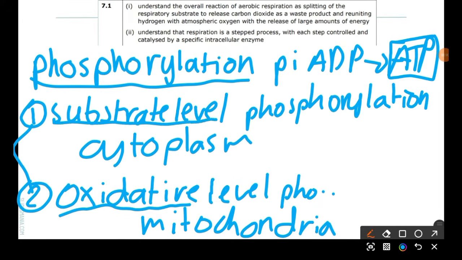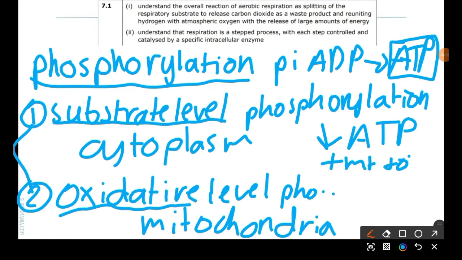substrate level only. Substrate level produces much less ATP, but you don't need mitochondria and you don't need oxygen. So our benefits: we don't need mitochondria, we don't need oxygen. But here we need oxygen, but we make more ATP, and this has to happen in the mitochondria.